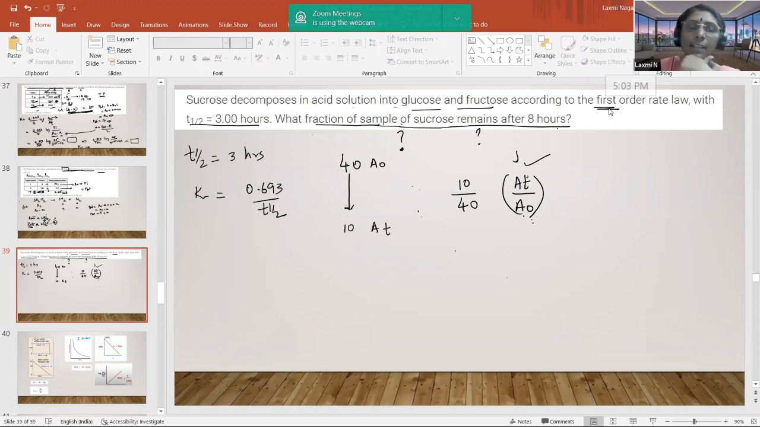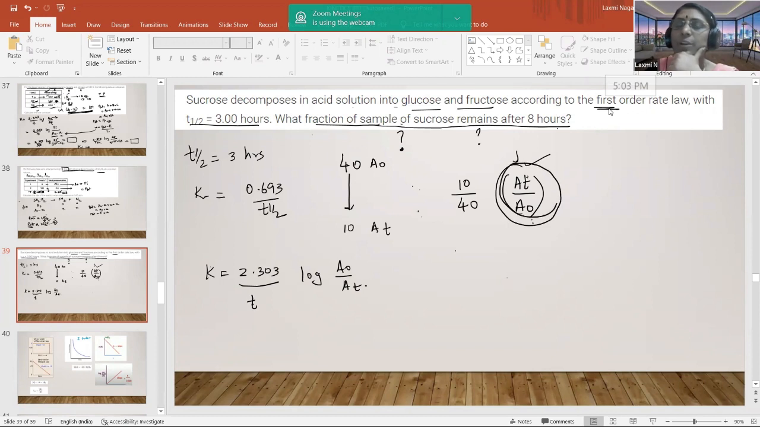So now it is a usual problem. So k is equal to 2.303 by t log of A naught by At. And we must keep in mind that what fraction of the sample is left out is At by A naught. So from this, we are supposed to isolate A naught by At, invert it, whatever you do, introduce a negative sign, whatever you do, but you are supposed to calculate this. So k is equal to 0.693 by t half, 3 hours, is equal to 2.303. You are asked to calculate it at 8 hours.